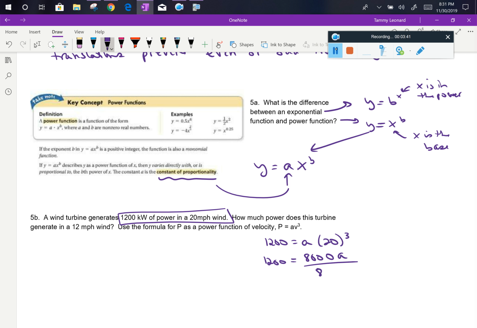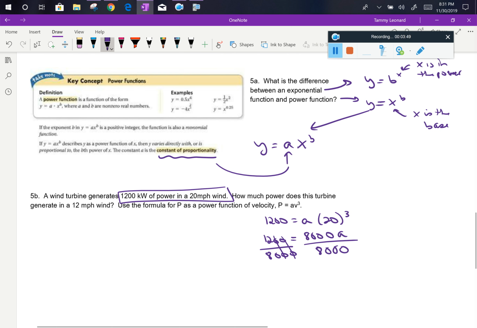And if I want A alone, I'm going to divide both sides by 8,000. The first thing I see is that 2 of those zeros, I can just reduce that fraction by 100. And that 12 and 80 are both divisible by 4. So if I divide each of those by 4, I end up with 3 over 20 as my A value, right? 12 divided by 4 is 3, and 80 divided by 4 is 20.